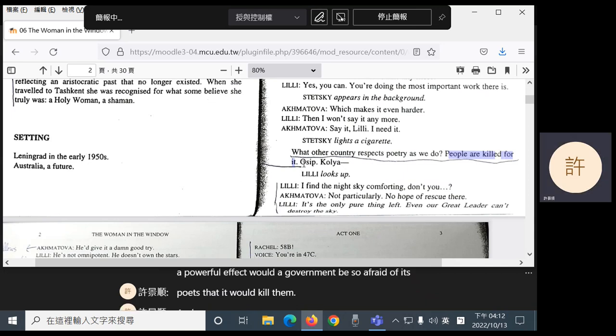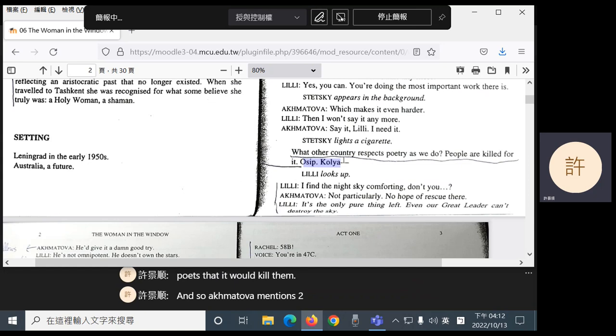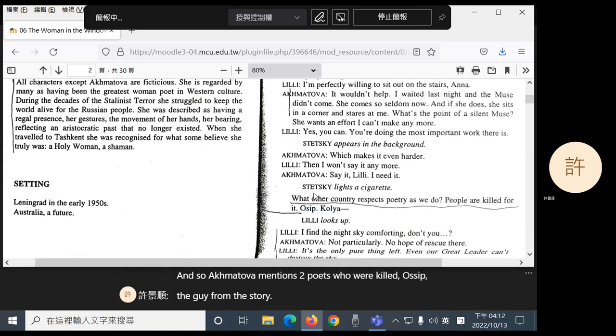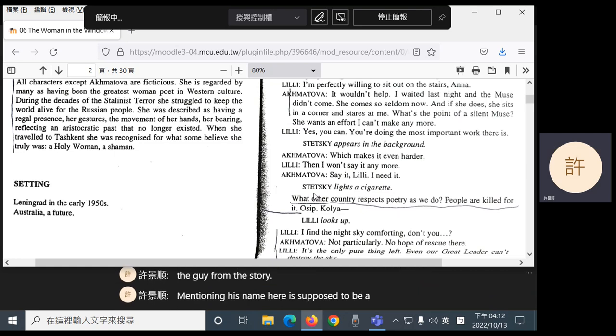And so Akhmatova mentions two poets who were killed. Ossip, the guy from the story. Mentioning his name here is supposed to be a kind of shock. We only just learned his name. We only just learned a story about his life. And already, even before we meet him, he's dead.